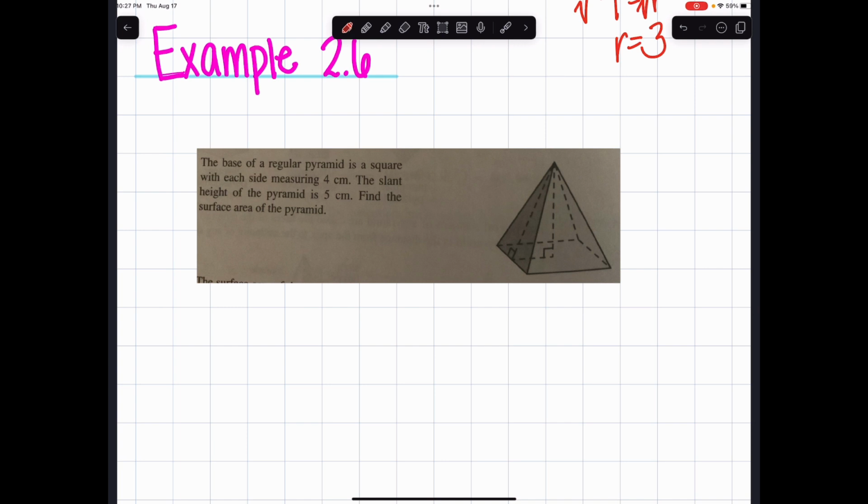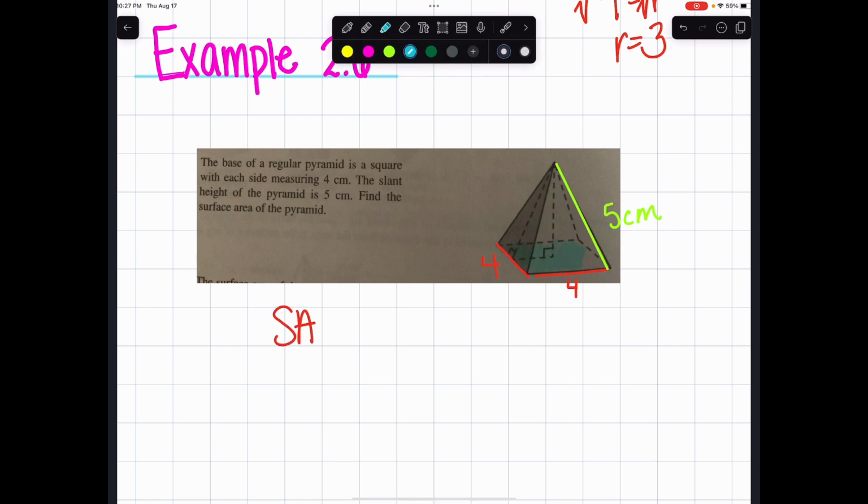They give you a regular pyramid here. See that regular pyramid? It's a square on the bottom, but it's a pyramid. And they tell you that each side measures 4 centimeters. It's 4, and this is 4. Slant height is actually 5 centimeters. And they want to know the surface area of the pyramid, area of this, plus the area of each side, each triangular side.